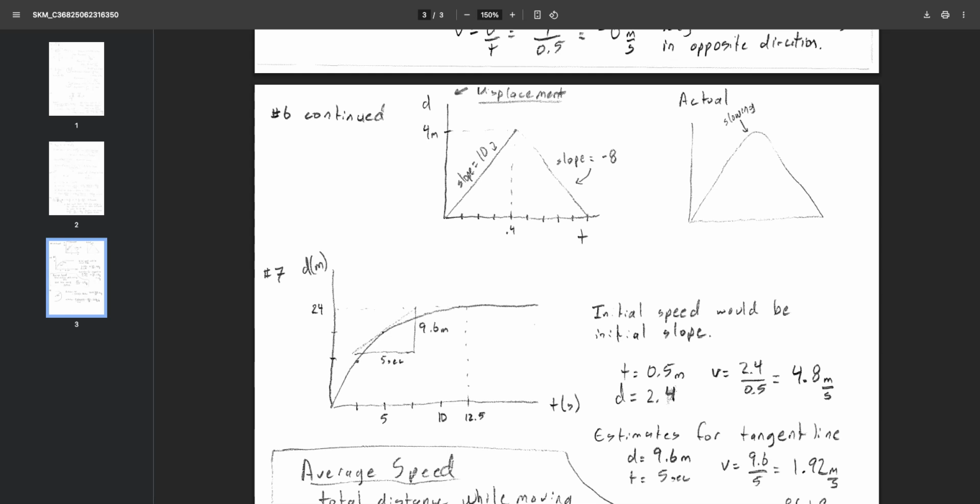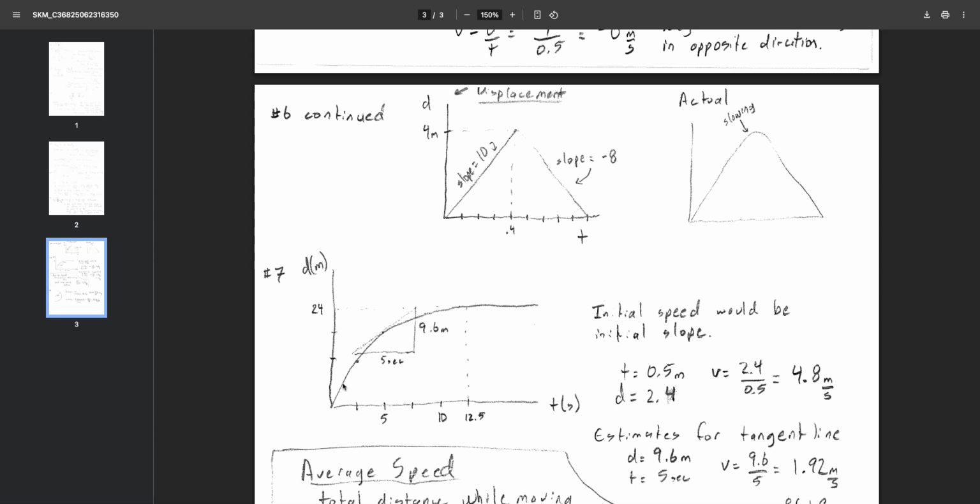For number 7, we're looking at, sorry, still a distance versus time graph. In this case, an ice hockey puck is hit and slides across ice. A distance time graph of the puck is shown. Estimate the initial speed of the puck. So in that case, you just have to try to find that initial slope.